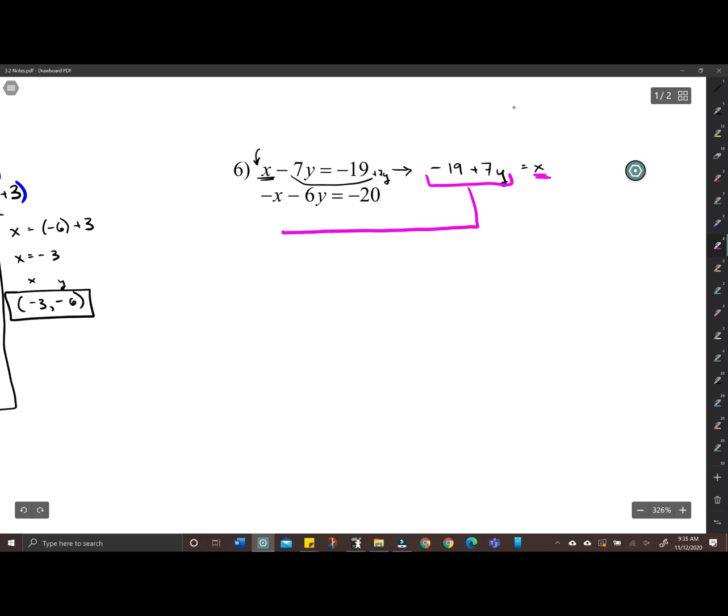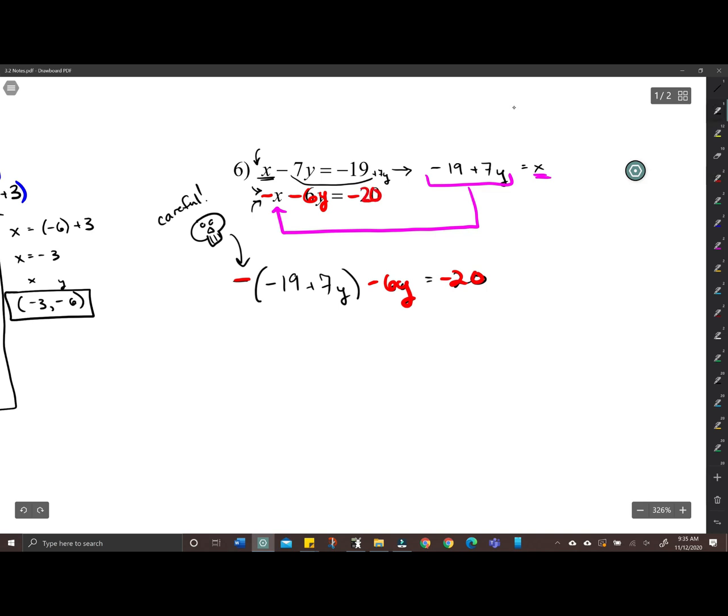Now here's another little trick. Be careful because of that negative. So it's negative the quantity negative 19 plus 7y. There's another trap. Be careful with that negative. I'd like to see these skulls. Careful. Okay. Negative 19 plus 7y minus 6y equals negative 20. All this stuff is coming from, so here's the negative, here's the negative 6y, and the negative 20. So that's where everything's from.